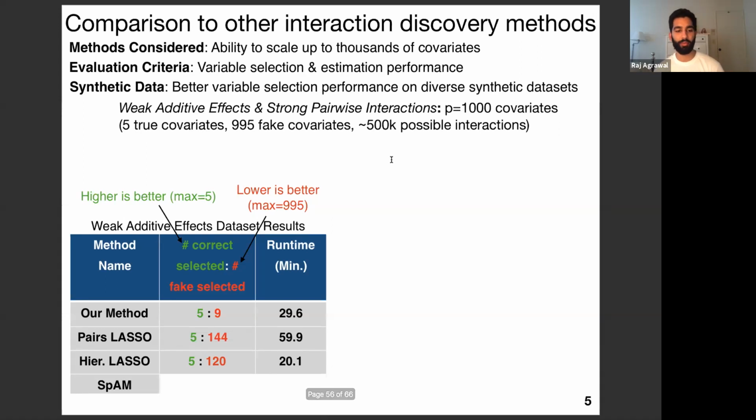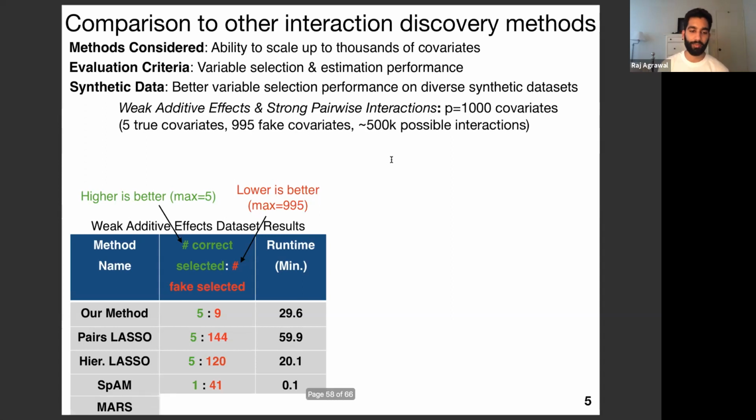The next method we compare against is SPAM, which is the sparse additive model, which assumes nonlinear additive effects but no interactions. And since this particular synthetic data set has a lot of the signal locked away in the interactions, SPAM does poorly on this example, where it only picks up one of the correct covariates and picks up 41 fake covariates. But in terms of runtime, it's fast because it's linear in covariate dimension, but this comes at the expense of statistical performance.